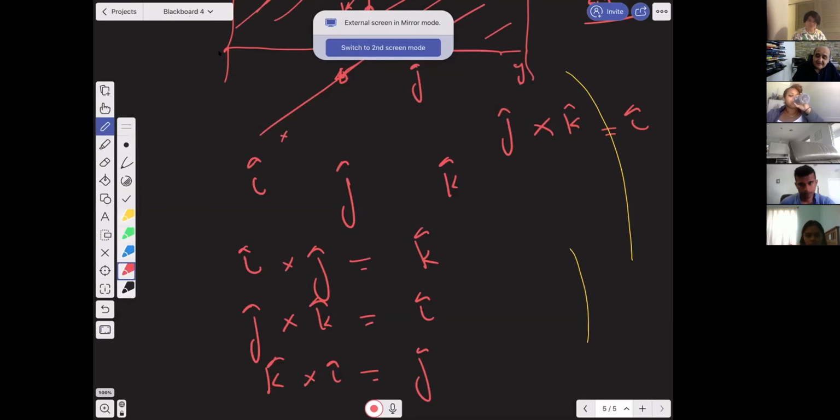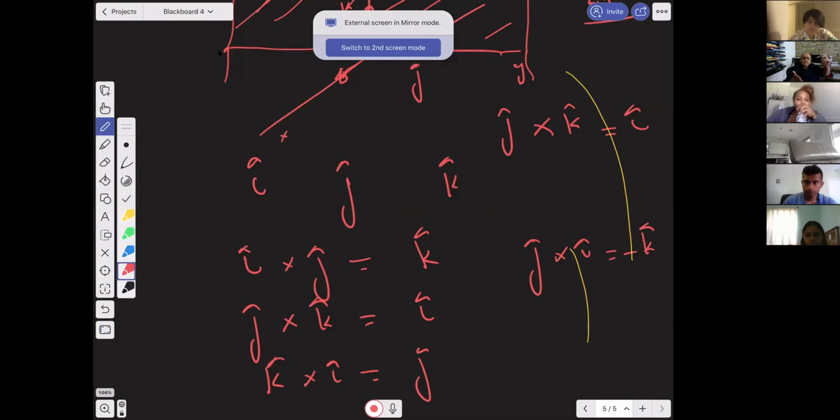Professor, I have a question. If you were to switch it around to j times i, would that make it a negative k? Yes. Okay, thank you. j cross i makes negative k. So how to distinguish when it will be positive k and negative k? There is a rule where you use your thumb. You can see me? Yes, we can see you.